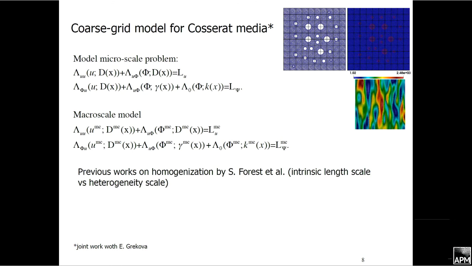This is actually, I picked the reason, because this is a joint work with Elena Grekova. We almost finished. So basically, the same thing, you can use in a different model. In this case, for example, we use it for the Cosserat media. So it has two equations for displacement and micro rotation. And I will come back to this.